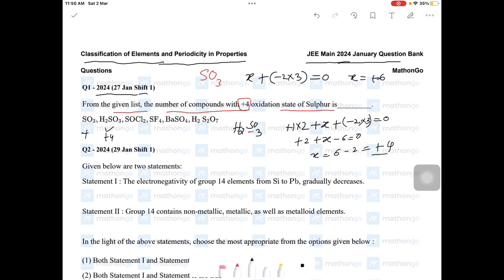In SO3 it is +6. In the same way, try to find out the oxidation number of sulfur in the remaining. In SO2, in SOCl2 also +4, SbF4 +4, barium sulfate +6, H2S2O7 +6. So the total number of compounds with +4 oxidation state: H2SO3, SOCl2, SbF4, total 3.